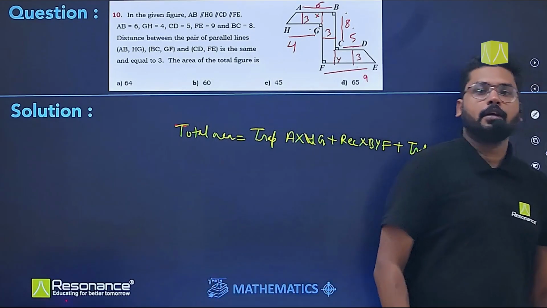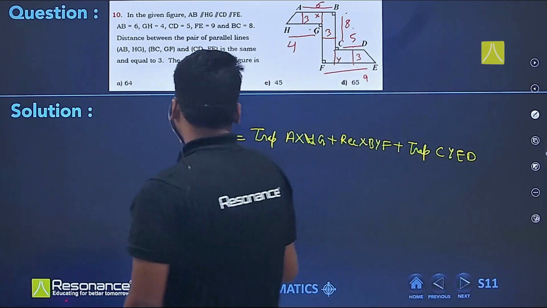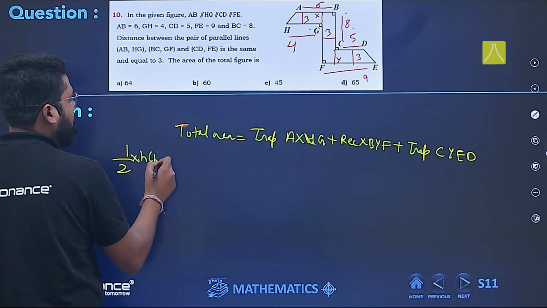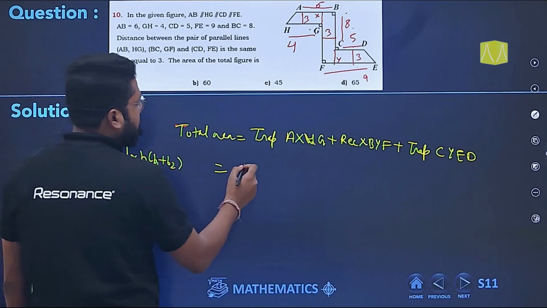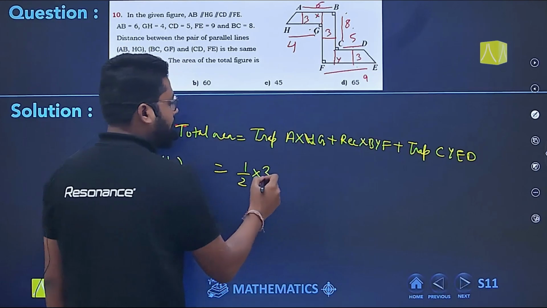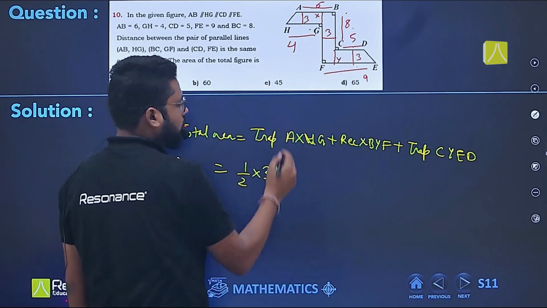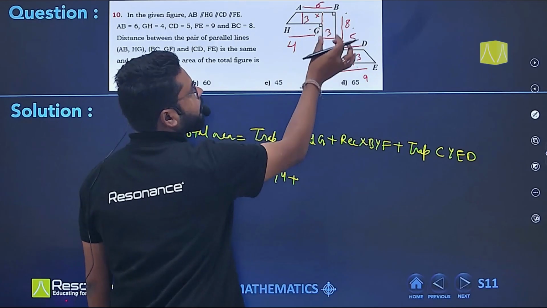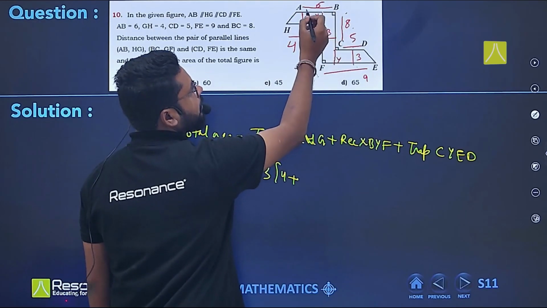These three figures. What is the area of the trapezium? It is half into height into B1 plus B2. So it is half into height, which is 3. Base 1 is 4. But what about the second base? This side is 3. This is 6. So this will be 3 also.